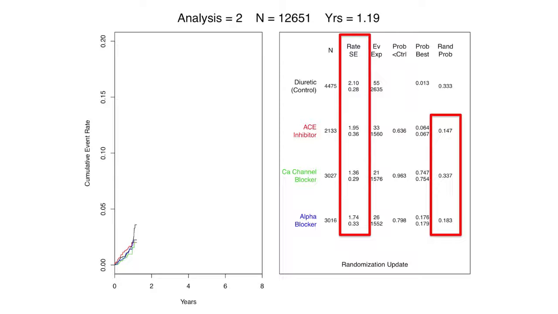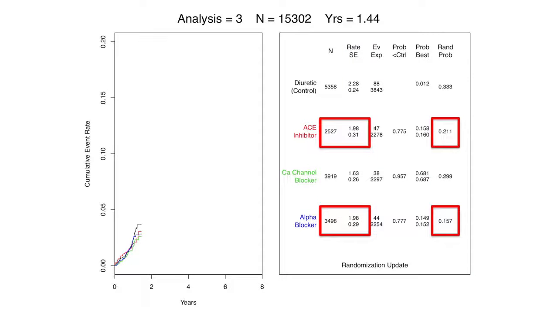It's important to see what's happening here. Calcium channel blockers seem to be the best treatment, even though the trial is young. And the trial is putting more patients on control and calcium channel blockers in order to increase study power to find a significant difference between control and the best among the three comparator arms. At 15,000 patients, about a year and a half into the study, we see calcium channel blockers are still in the lead, and alpha blockers and ACE inhibitors are tied for second.